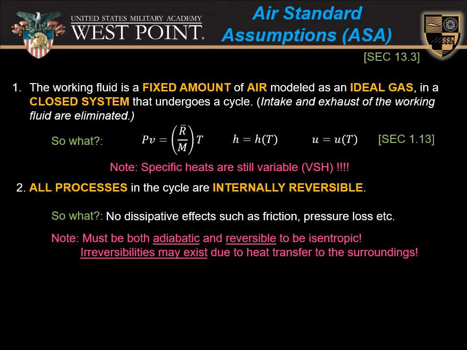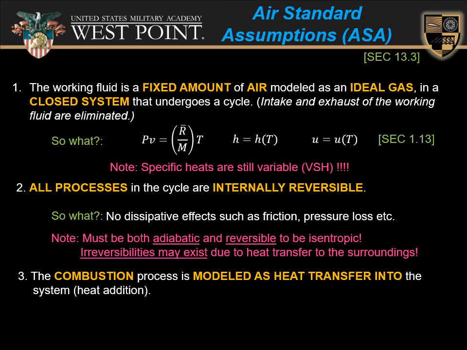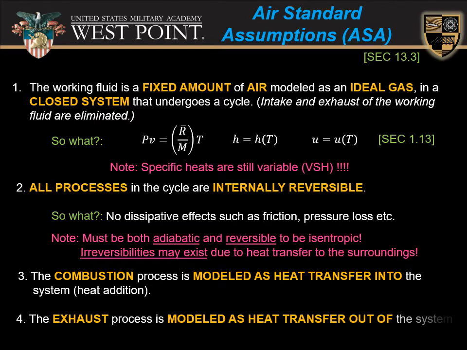Let's talk about how we model those. Well, the combustion process is modeled as heat transfer into the system, right? Instead of having a combustion in the cylinder, we're saying instead there's heat transferred into our closed system because we're modeling the working fluid just as air. So you're obviously going to have heat transfer into the system. So that is not isentropic, though it is still internally reversible. And you will have an exhaust process that you model as heat transfer out of the system as heat rejection. So again, not isentropic, but internally reversible.